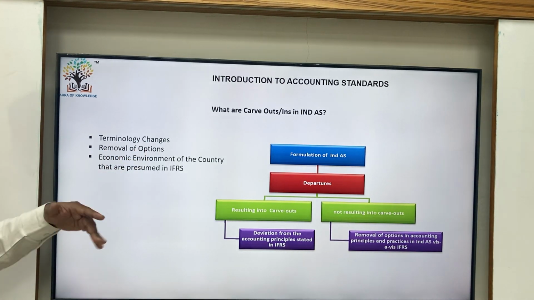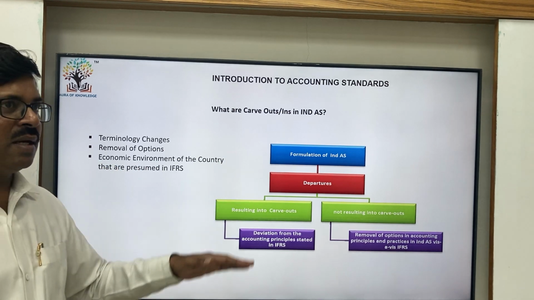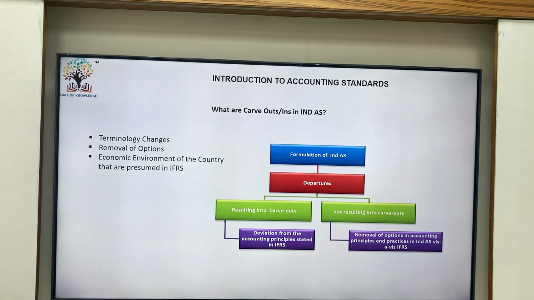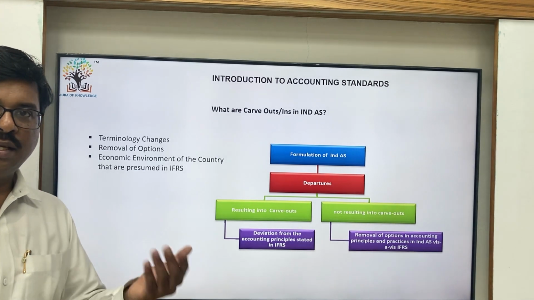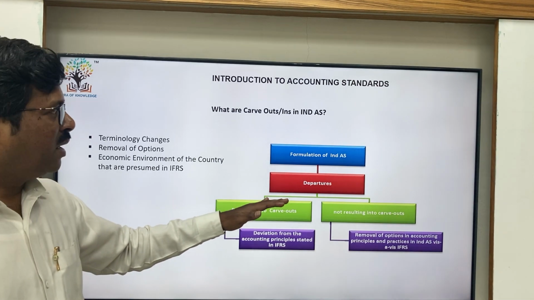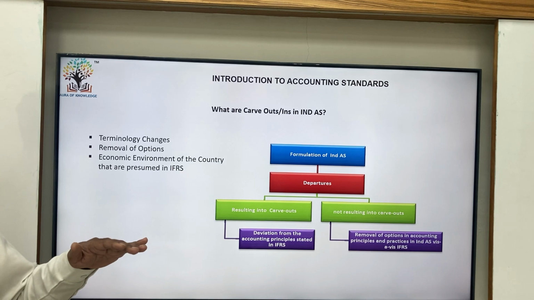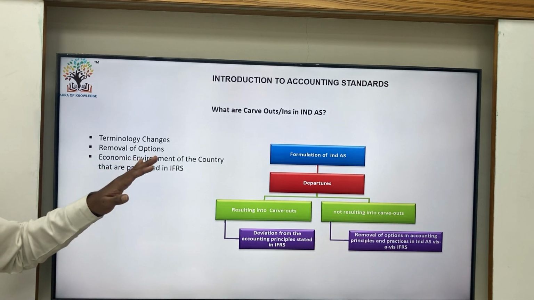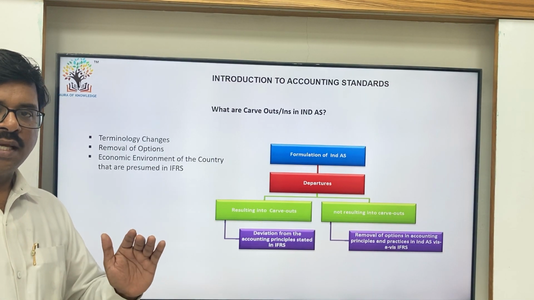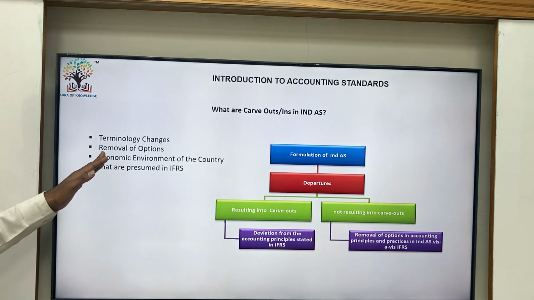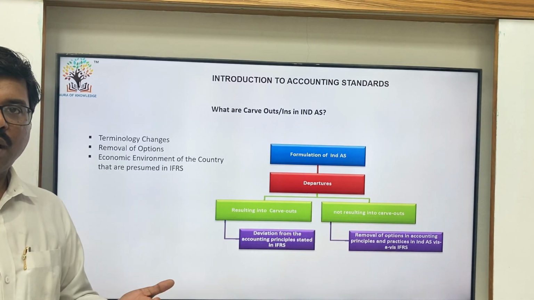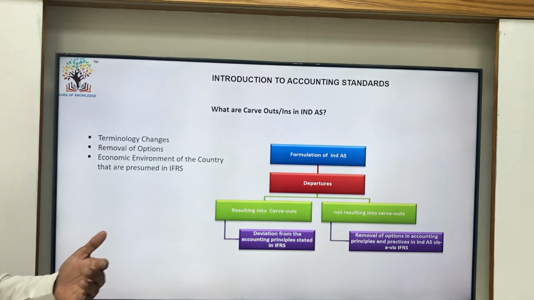Like terminology changes. If you see in IFRS, they say a different term instead of profit and loss account, they say statement of revenue. For balance sheet they use another term. Those terms have been removed, and we maintained balance sheet and statement of profit and loss account. So that is not called a carve-out. It is changing as per Indian conditions. And removal of options also is not a carve-out. They have given certain options, but we have taken whichever option is applicable to India.